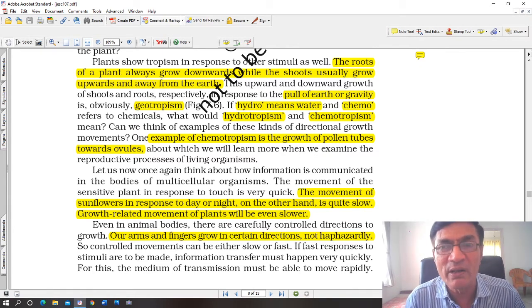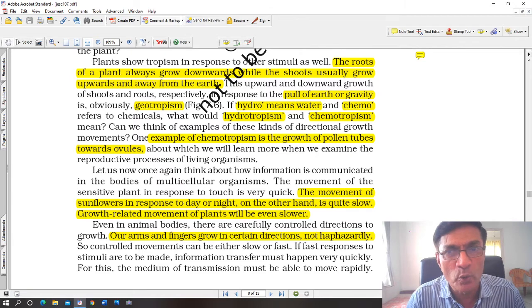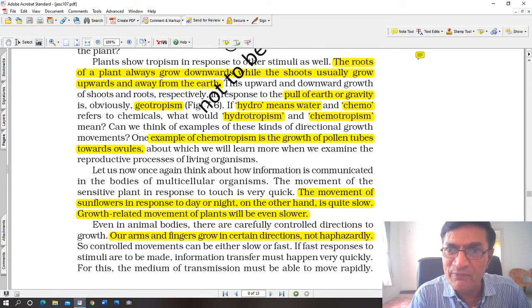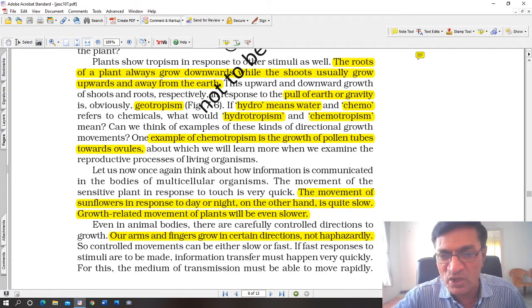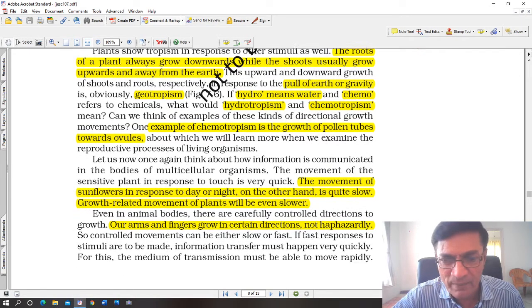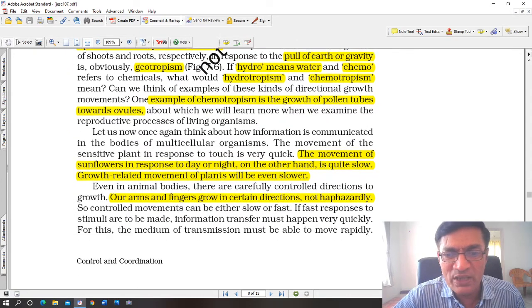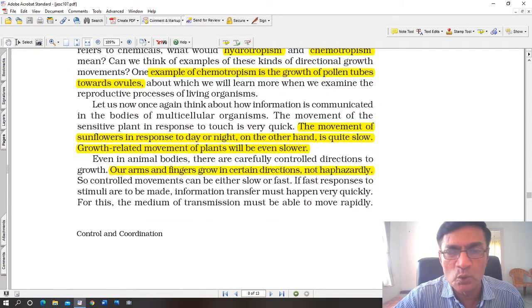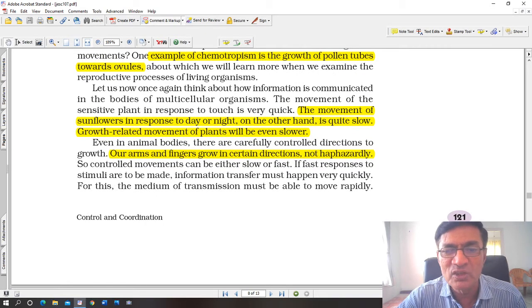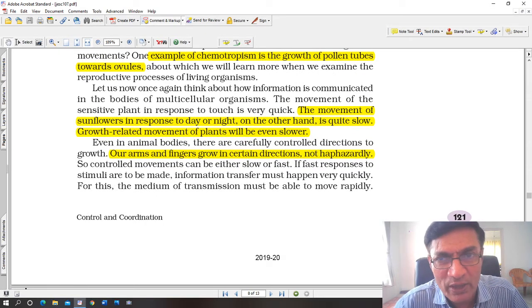Okay, because the requirements are accordingly. Nobody is going to go and punch a plant. Okay, because well, we don't do that sort of thing. It would be madness. So plants have different requirements, and therefore their response is slightly different. All right. Even in animal bodies, there are carefully controlled directions to growth. Our arms and fingers grow in certain directions only, not anywhere.